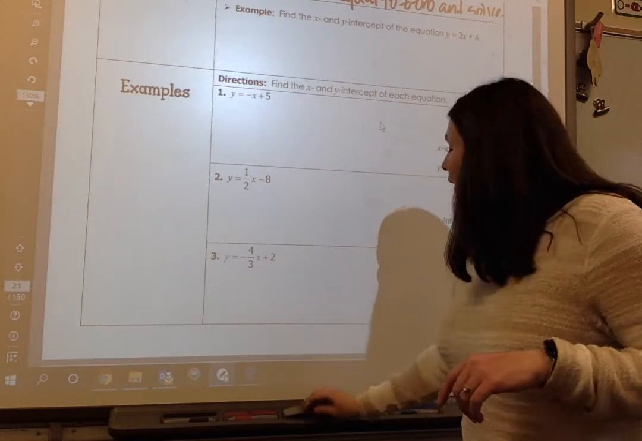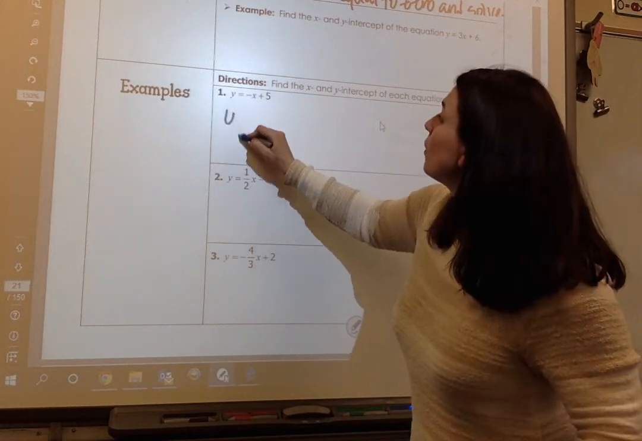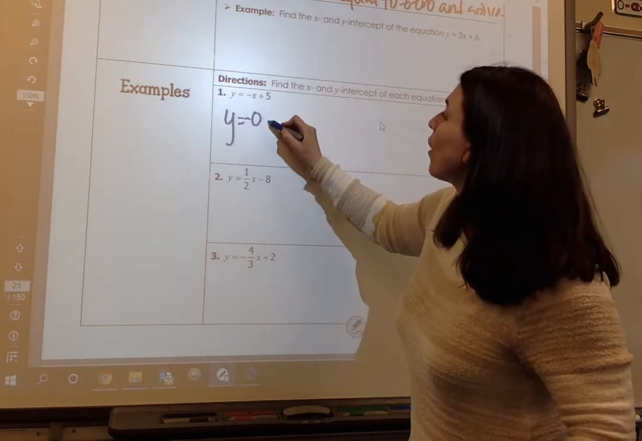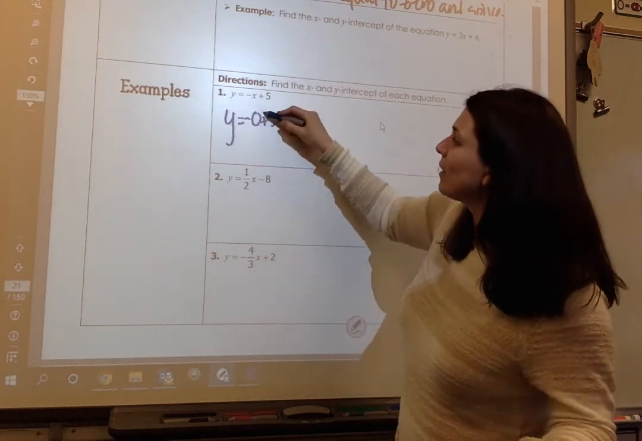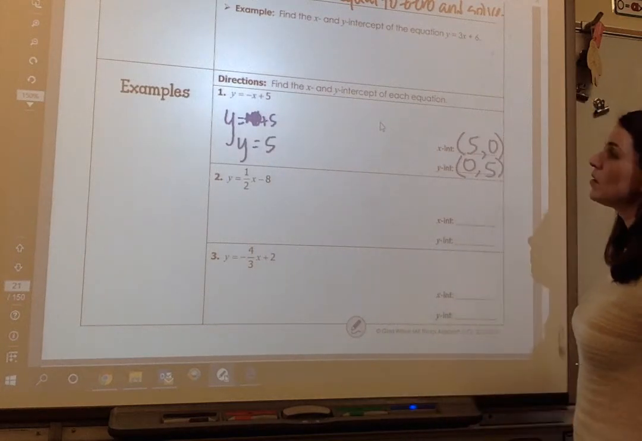All right. To find my y-intercept, I know that x is equal to 0. So I'm going to plug in 0 for x. And -0 is not really anything, so that just cancels out. And now we have y equals 5. So 0 and 5.